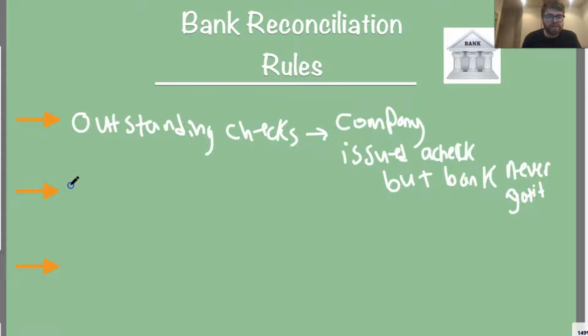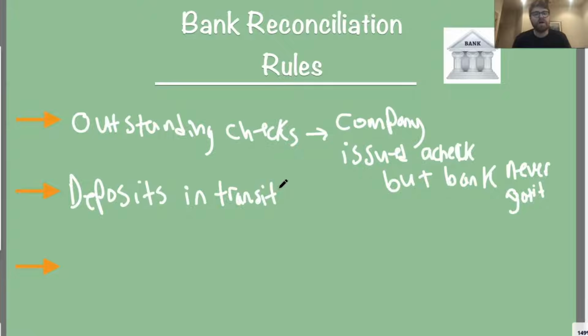Same thing with deposits in transit. Deposits in transit is basically the opposite of an outstanding check. The company went ahead and deposited a large cash amount on their side, but the bank never got the memo. They said, "I had no clue. I didn't know you got more money. Why didn't you tell us?" So that's what's going on there. So what happens is the bank needs to add that from their side. So add to bank side. And on this one up here, you're going to subtract from the bank side.